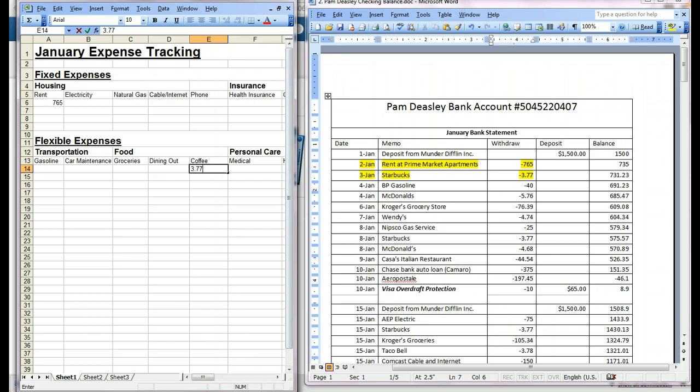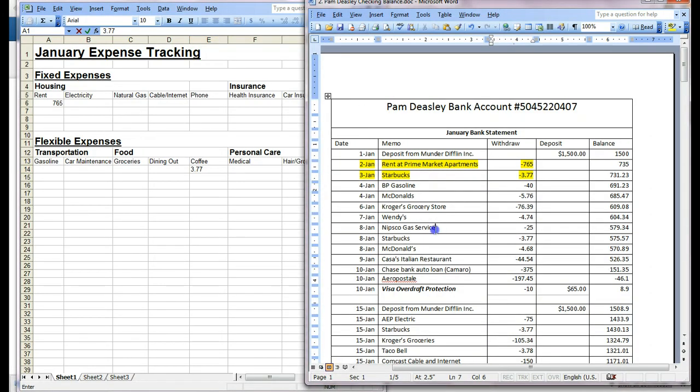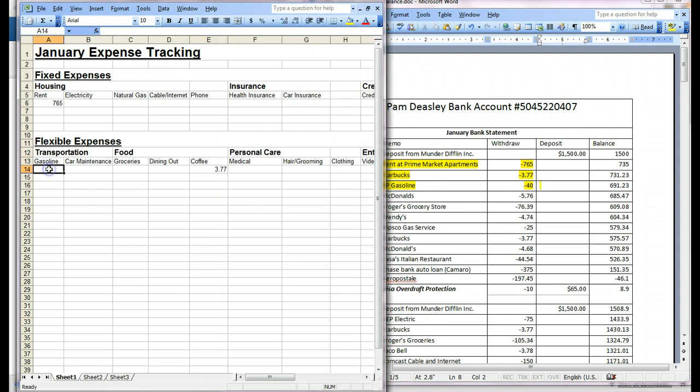Notice there's also, let me expand this a little bit, under housing there's also natural gas right there. Natural gas is what you use to heat your home or to heat your hot water heater. It's not what you would put in your car. So when I say natural gas, that's NIPSCO gas. Something like BP or Marathon, that's your gas station, so keep that in mind. So we can go ahead and put BP gasoline, highlight it so we know we did it, and then enter it in there.